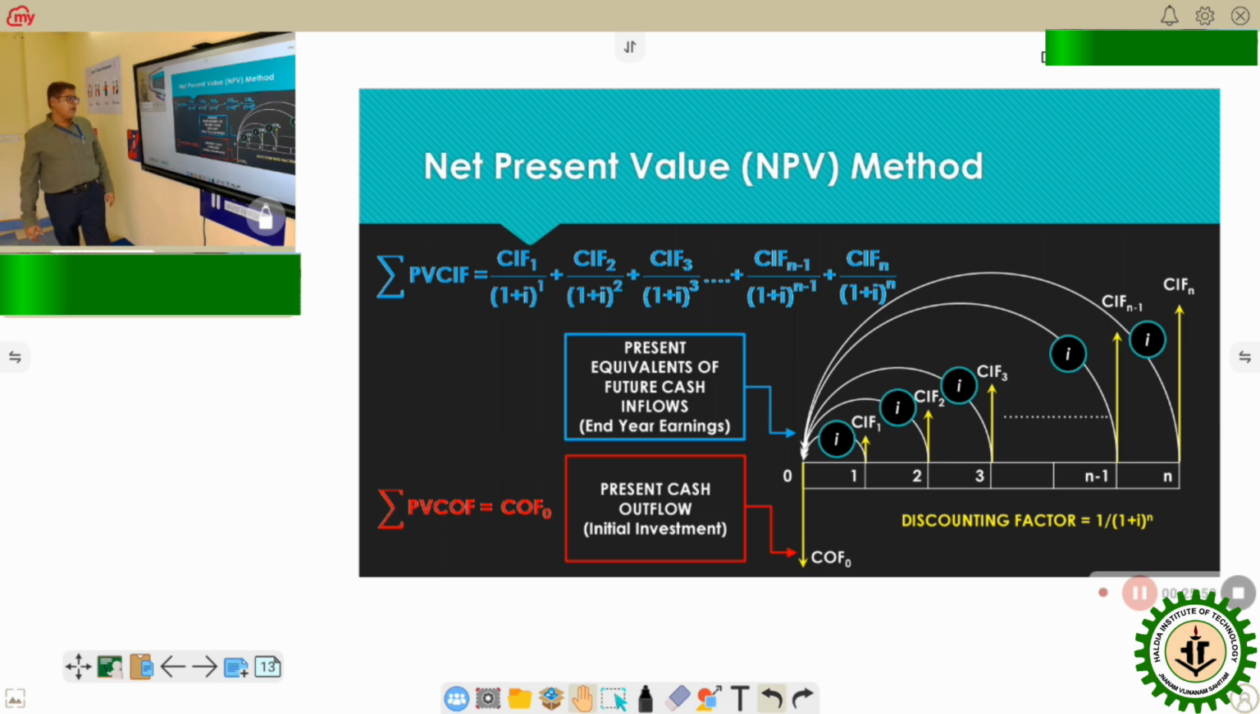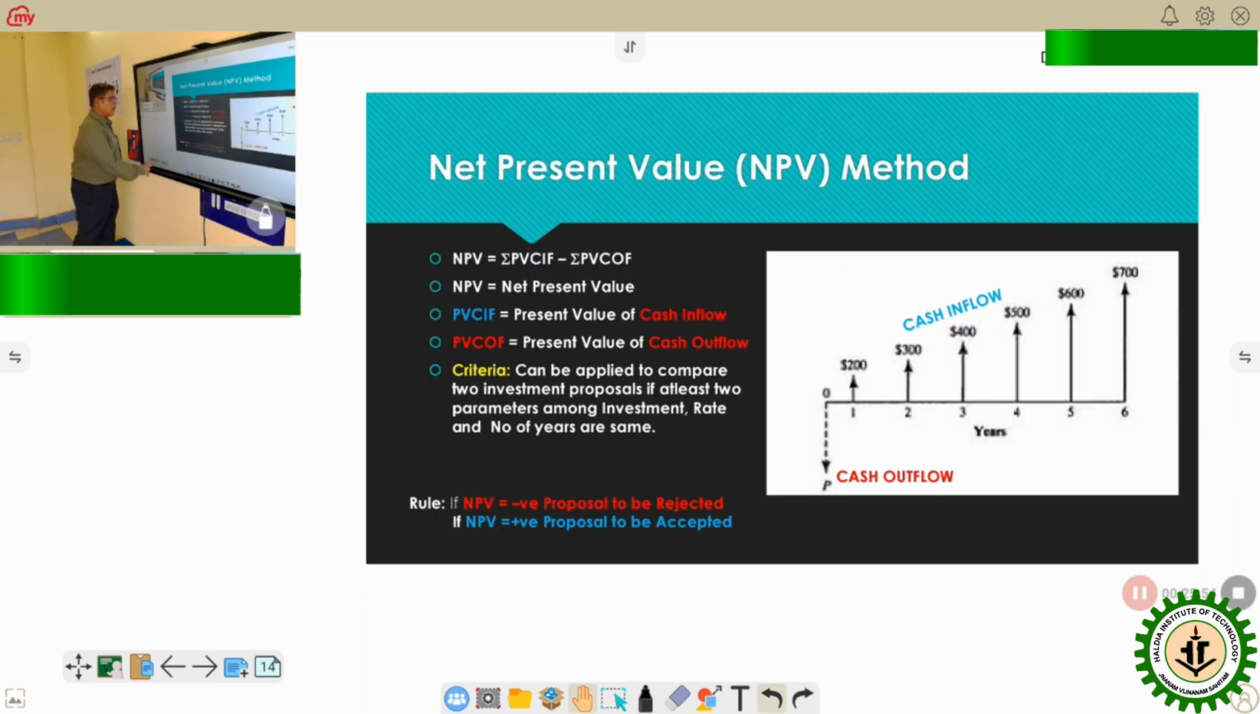Now, when we need to determine the NPV, we take the difference of summation PVCIF and summation PVCOF. That means we shall take the difference of the present value of all cash inflows and the present value of all cash outflows. For the sake of simplicity, we have taken only a single cash outflow at the 0th year. But when there are cash outflows in successive years, we have to convert all such cash flows into the 0th year by multiplying with the equivalent discounting factor.